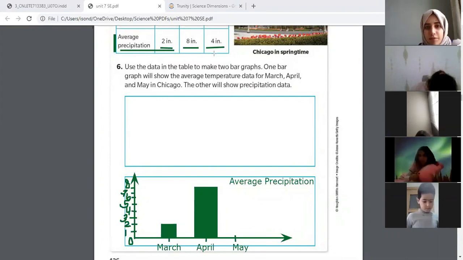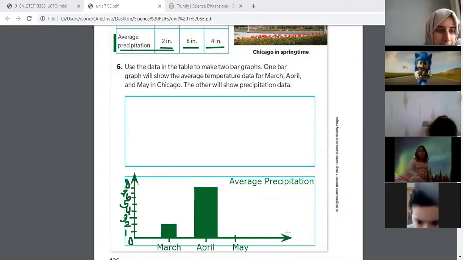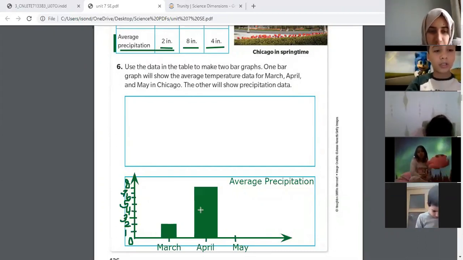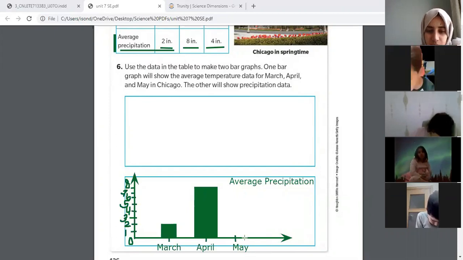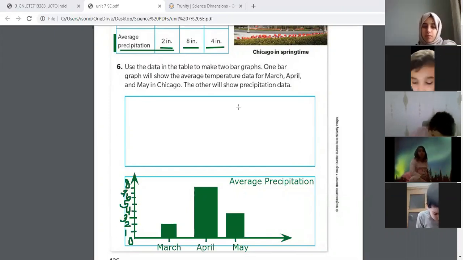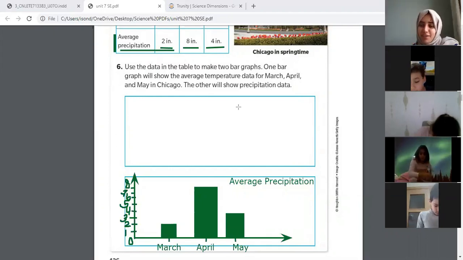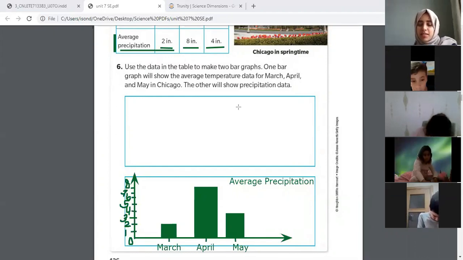Yazan, for the last one, how much precipitation did we have in May? 4 inches. So I'm going to look for 4 and draw a bar. Well done. Thank you. Miss, I finished. You finished the second graph? Excellent work. I'm going to give everyone else a minute to finish it. And by the way, we have 8 minutes left.